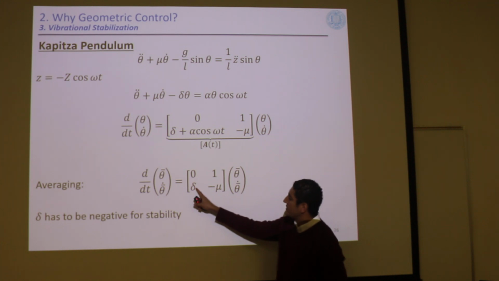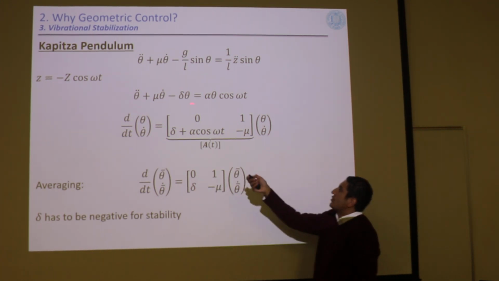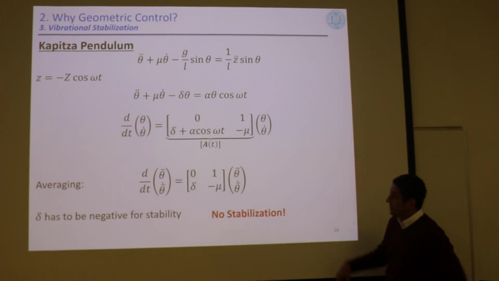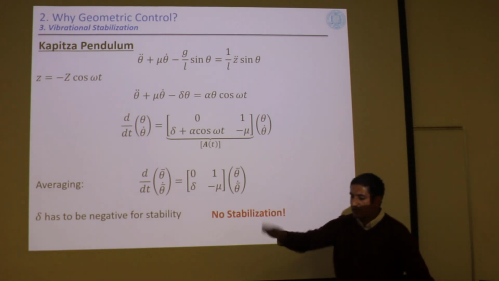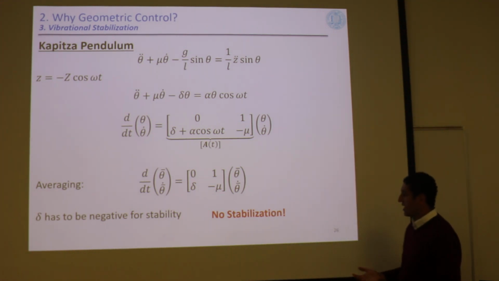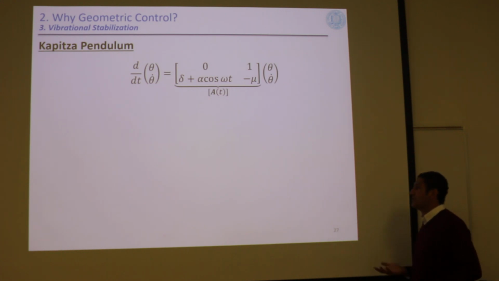To have stability for this system, I must have delta be negative. But delta is g over L, I cannot change it. So there is no stabilization. This analysis tells you that by doing oscillation for the inverted pendulum, you can never stabilize it. Whereas, let's see what geometric control will tell us.